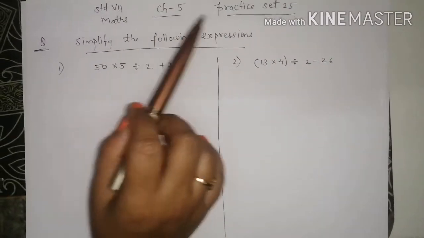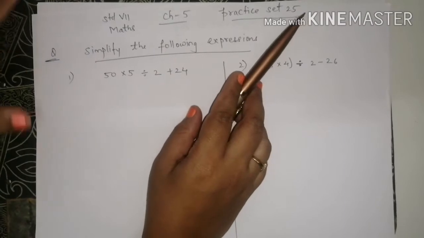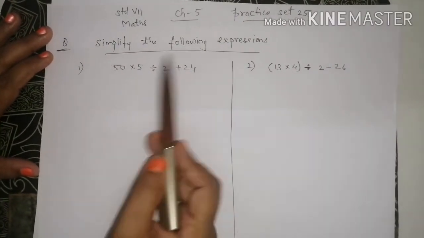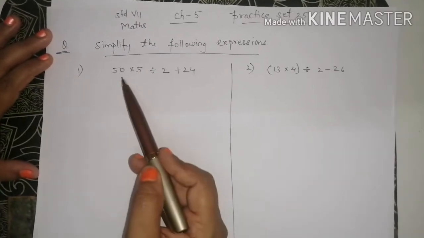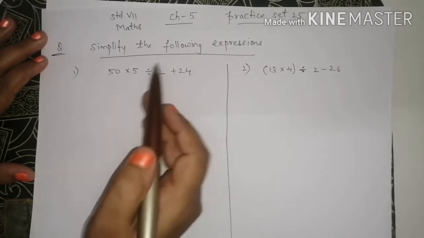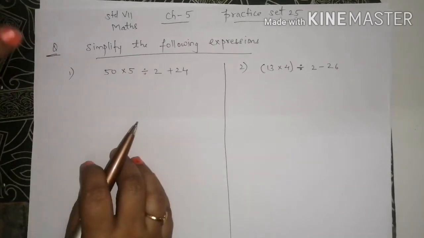Welcome students. Today we are going to see chapter 5, practice set 25. It is: simplify the following expressions. Some expressions are given to you. You have to solve and simplify them. Before starting this exercise, there is a rule for how to solve these expressions. That rule is called the BODMAS rule.